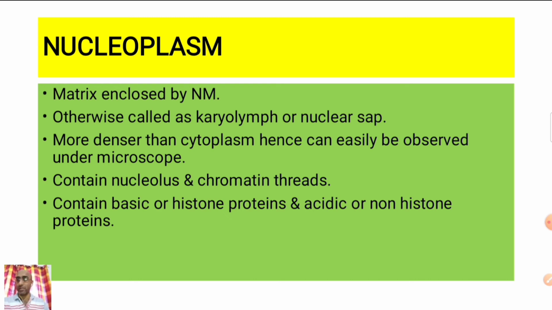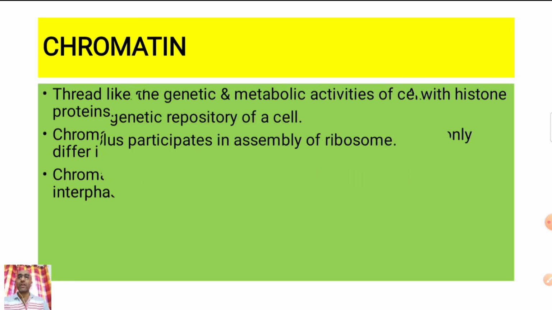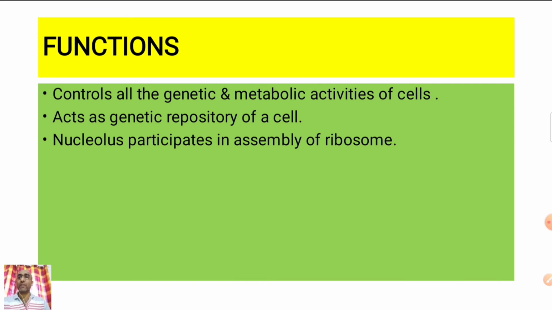Then we studied about nucleoplasm, the matrix enclosed by the nuclear membrane, where everything else of the nucleus lies immersed. Your histone proteins, non-histone proteins, all the nucleic acids, nucleolus, all of them lie immersed in nucleoplasm. Got it? Then the last one was the chromatin threads, which are thread-like structures formed by the association of DNA with histone proteins, chemically similar to those of chromosomes. Got it? So now let us study about the functions of the nucleus.